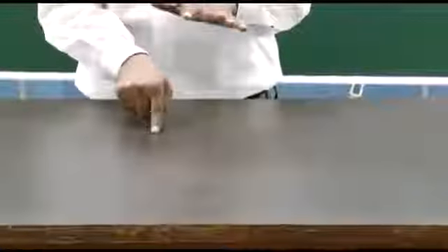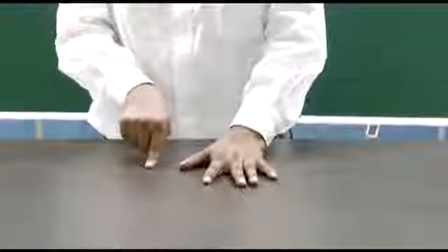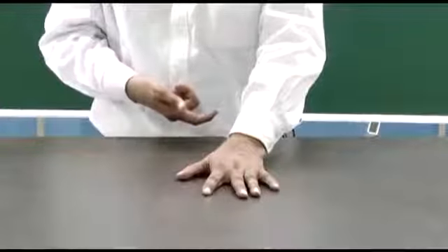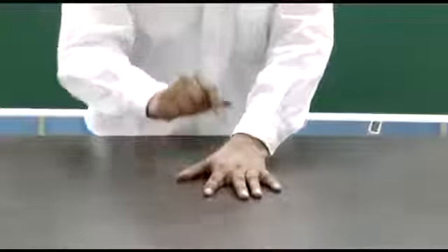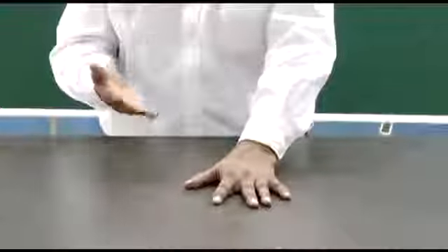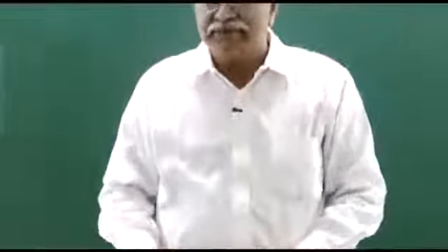So, the two surfaces are in contact, this surface here and this surface here, and as I move, the surface of the table exerts a force on my hand in the backward direction and the hand exerts a force on the table in the forward direction. So, this is the frictional force which opposes relative slipping. Any two things, when they are in contact, can exert this kind of friction.